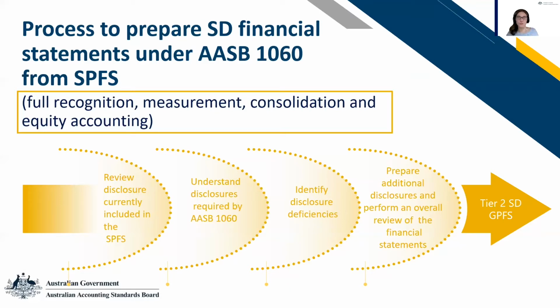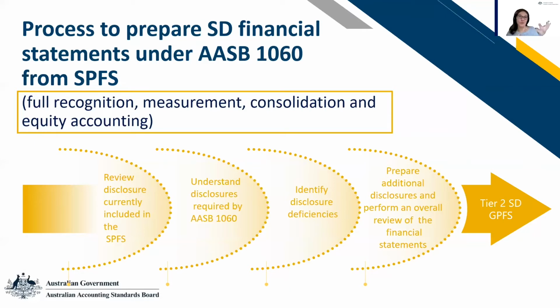The second thing we'd have to do is understand which disclosures are required by 1060. Now, 1060 is set out, as we mentioned last time, into sections. So if you want to know which disclosures are relevant for property, plant and equipment, for example, you would just go to that section, and that section has all of the disclosures that you need. So work out which are your significant transactions and balances, and look at the relevant sections to understand which disclosures are going to be required.